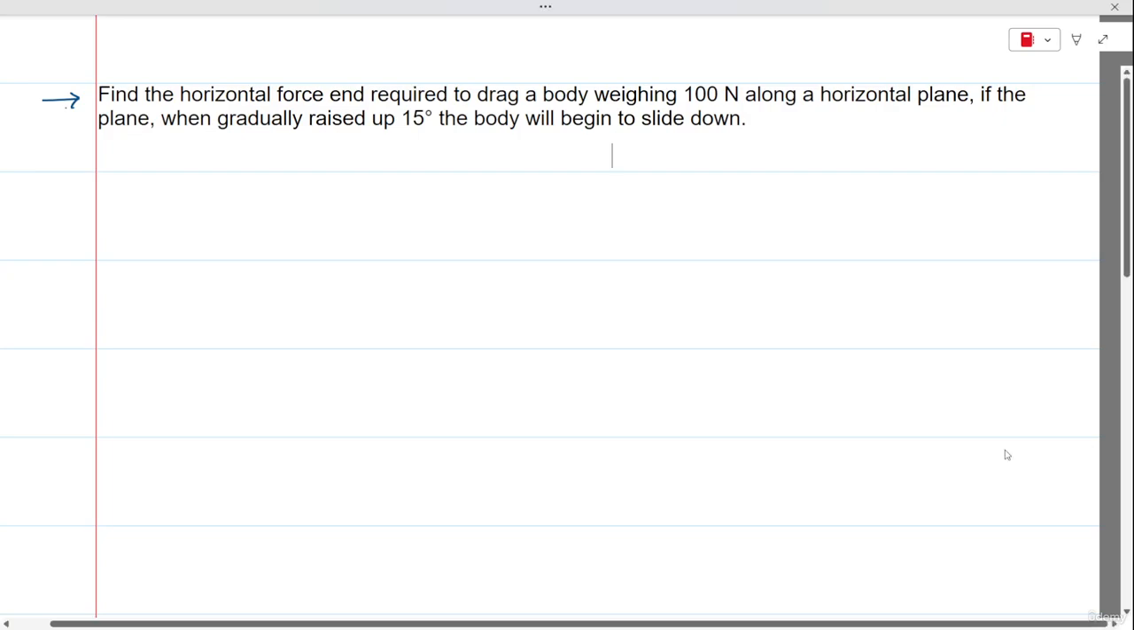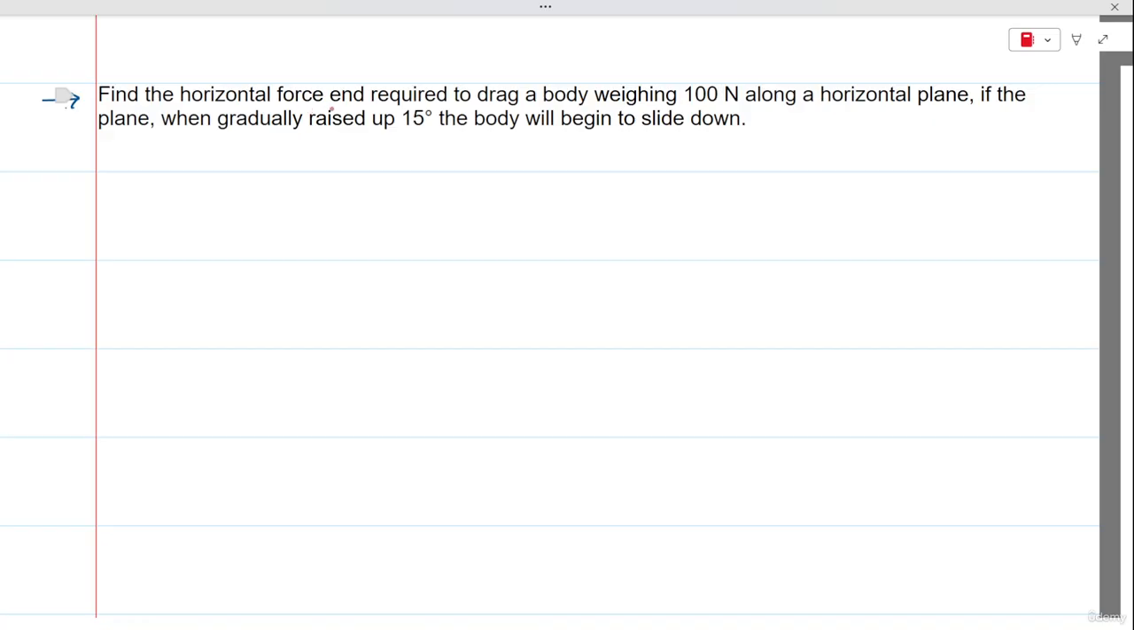In the given question, it is asked to find a horizontal force required to drag a body of weight 100 newtons. So the weight of the body is 100 newtons along the horizontal plane. If the plane is gradually raised up to 15 degrees, the body begins to slide down.